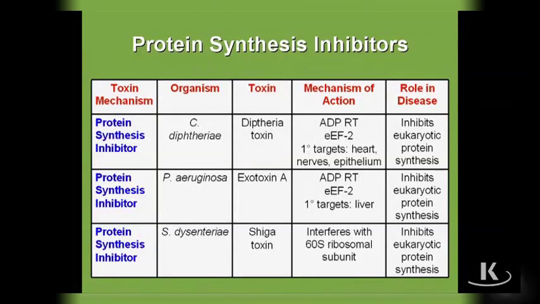Now, what happens in a cell if you can't make protein? Okay? The cell's going to die. All right? So you're going to get cell death. You're going to get necrosis. If you look at each and every one of the organisms that are making these toxins, you can clearly see that that's happening. Let's go, for example, to Shigella dysenteriae, making the Shiga toxin.